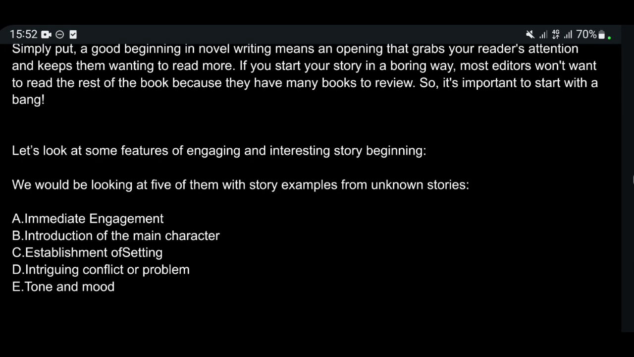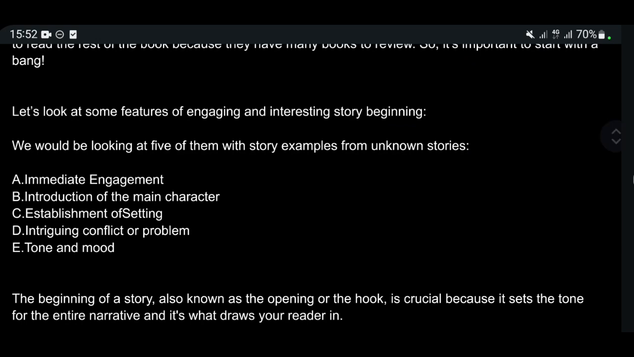Okay, the first thing that will make the beginning of your story interesting and engaging. Okay, let's look at five of them. We have the first on my list is immediate engagement, introduction of the main character, establishment of setting, intriguing conflict or problem, tone and mood.